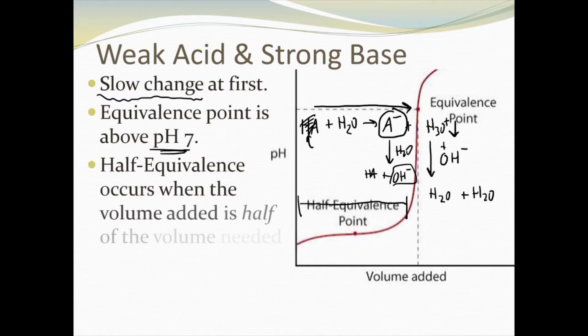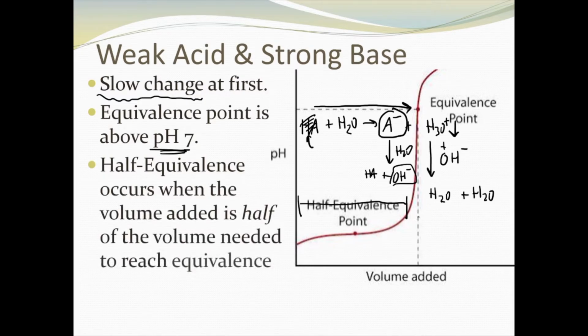Now, an important quantity you might have noticed is this half equivalence point. This half equivalence point is basically just half the volume that's needed to get to the equivalence point. So let's make an example. If the equivalence point occurs after, say, 100 milliliters, then the half equivalence point is 50 milliliters. That's all the half equivalence point is.